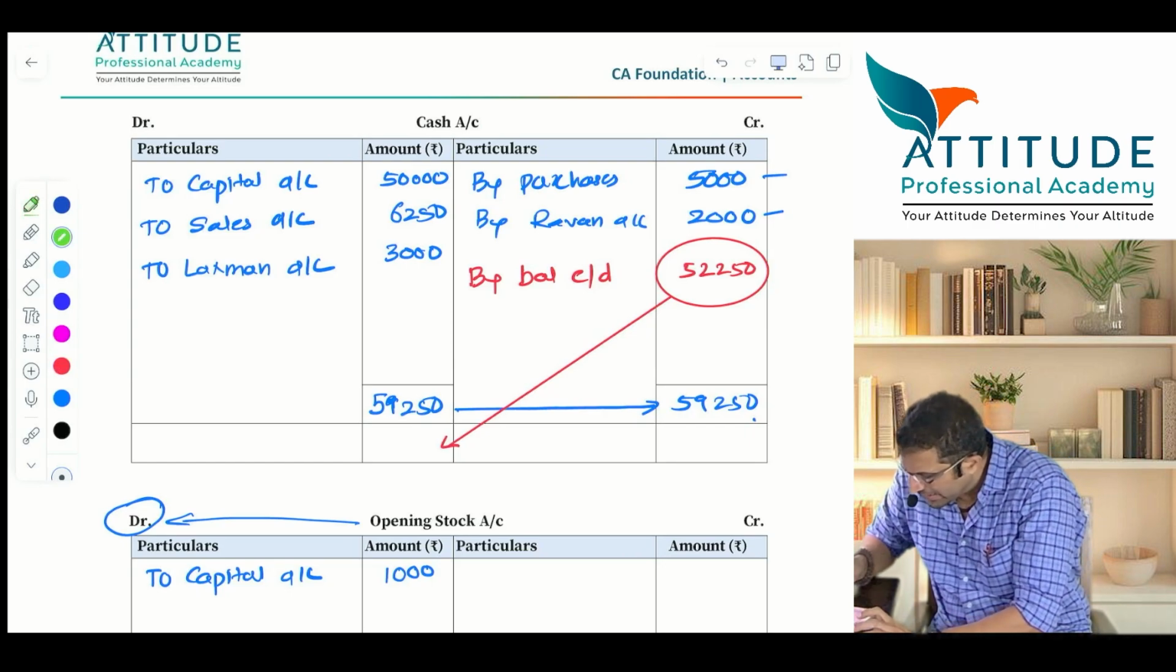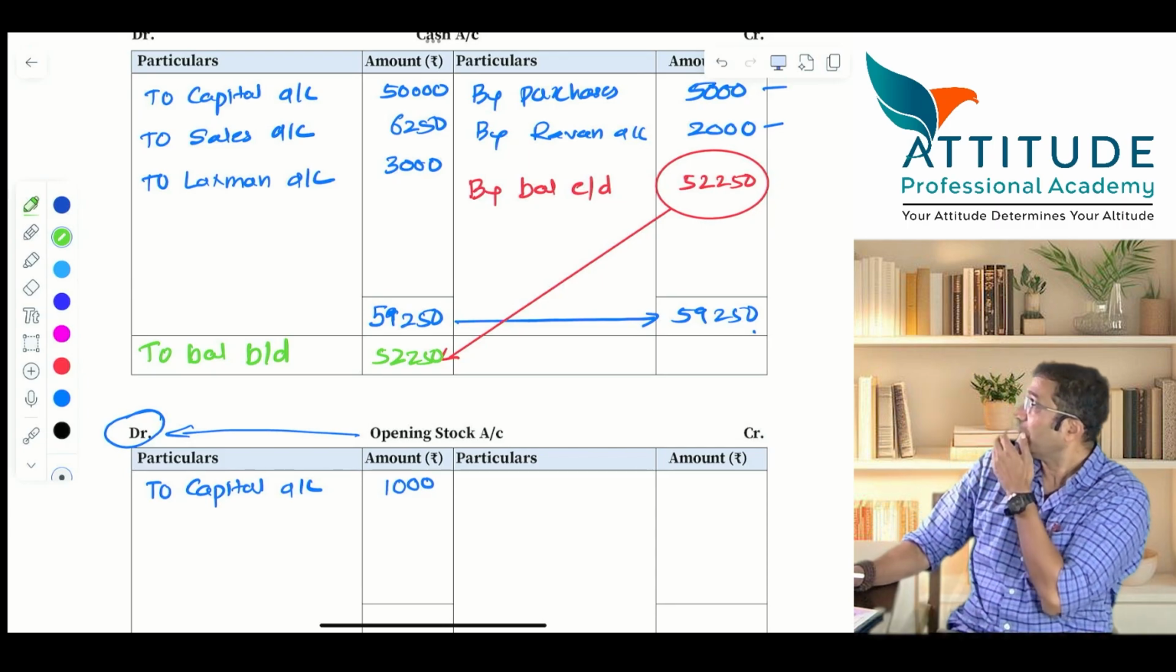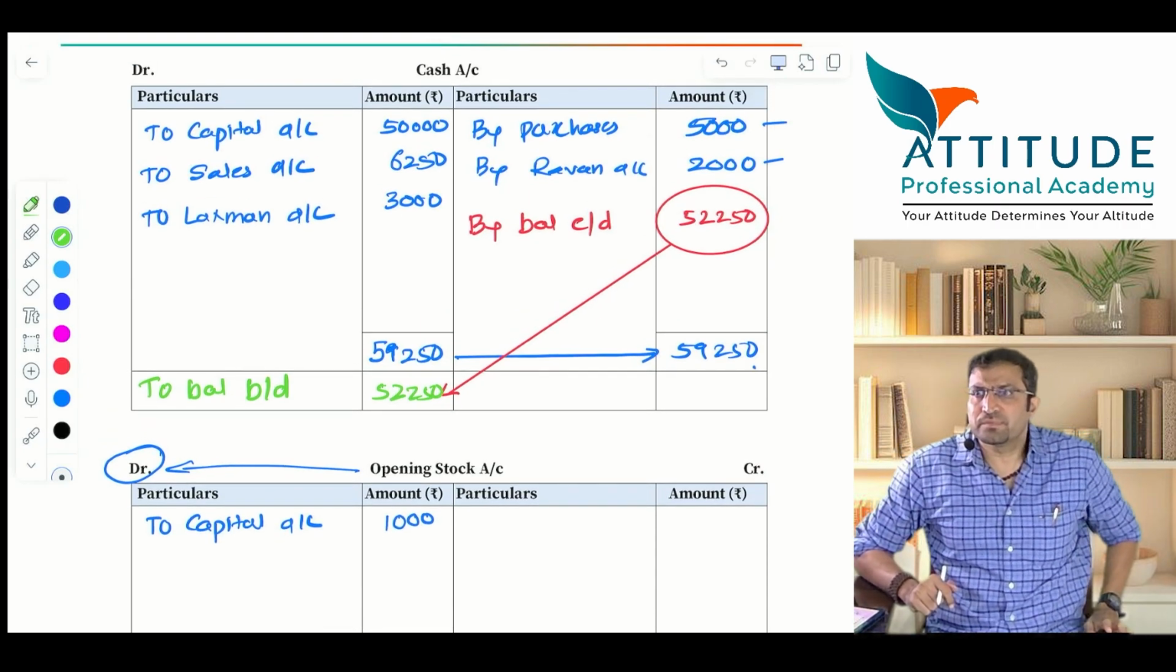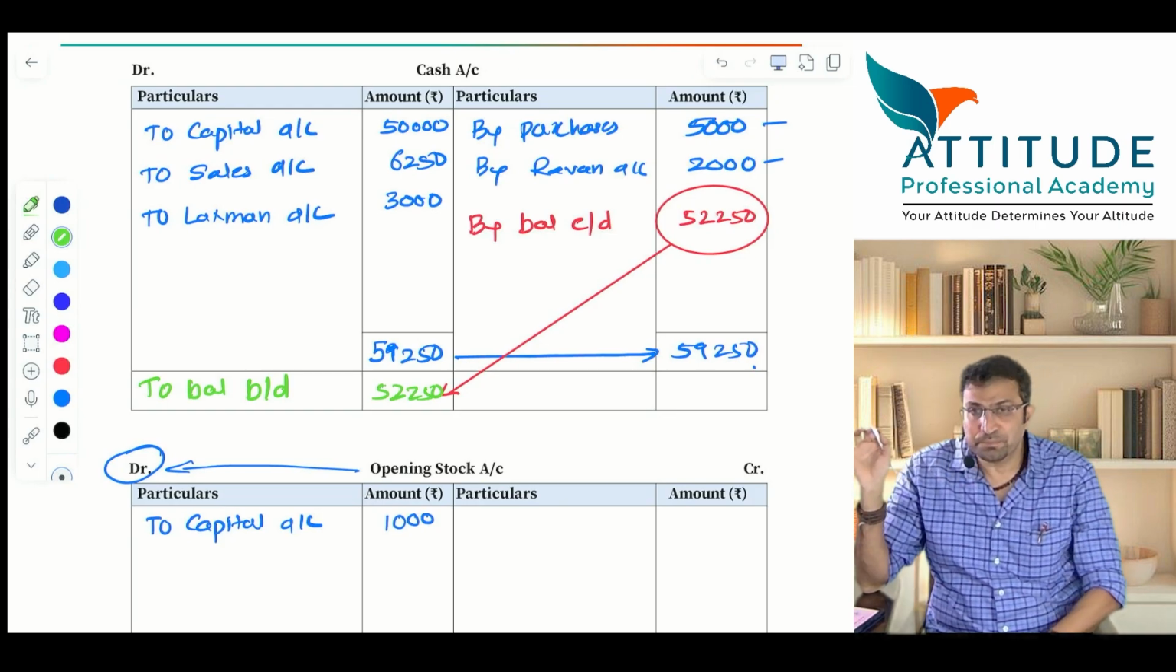I'll write it in green ink. To balance brought down, same 52,250. Okay, now I want to ask you all a question. समझ में आ रहा है? Is that clear? Now I want to ask you all a question.